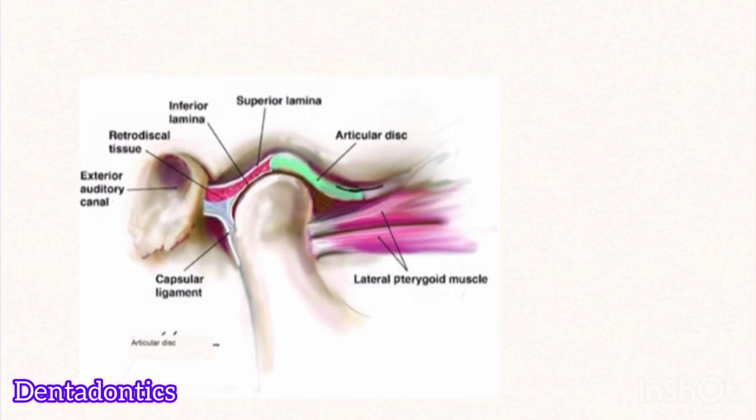Then coming to the articular disc, which is a fibrous plate and oval in shape. It divides the joint into upper compartment and the lower compartment. The upper compartment has a gliding motion, whereas the lower compartment has gliding plus rotary movement. It has a superior concavo-convex surface and inferior concave surface.